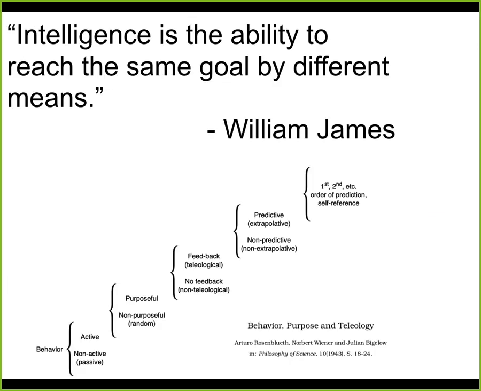Now, I'm going to use some terms from time to time, such as intelligence and problem solving. What I mean is not some sort of mystical, magical feature that only humans have. I mean a definition like the one used by William James, who said that intelligence is simply the degree of ability to reach the same goal by different means.